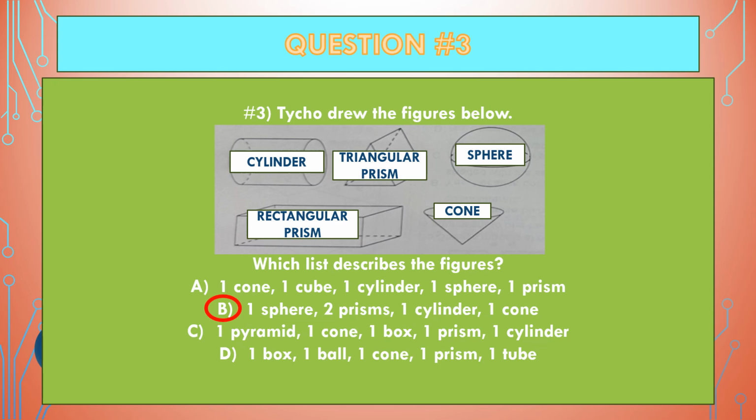B says one sphere. We do have a sphere. Two prisms. We do have two prisms, a triangular prism and a rectangular prism. One cylinder. We have one of those. And one cone. We do have one of those. So that means that answer choice B is our answer. Now, if you need to pause your video so that you can write down the names of these shapes and also to circle your correct answer if you didn't answer the question correctly, go ahead and do so now.